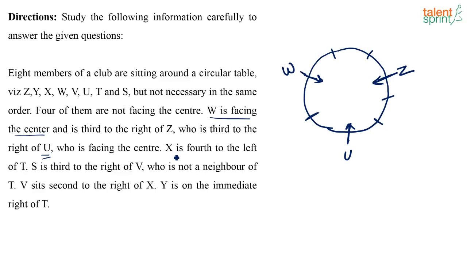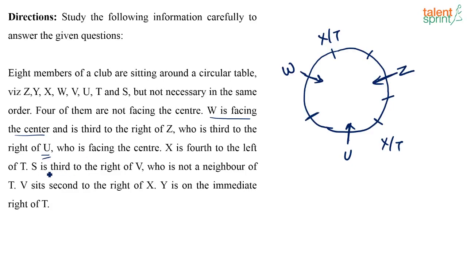Now, next it is given X is fourth to the left of T. So if I place X and T here, right? See, X and T. If I place them in these two positions, then 1, 2, 3, 4, right? Similarly 1, 2, 3. So basically X and T are sitting opposite to each other. When they say X is sitting fourth to the left of T, X and T have to sit opposite to each other. So one has to be X and one has to be T. We don't know which one is X and which one is T.